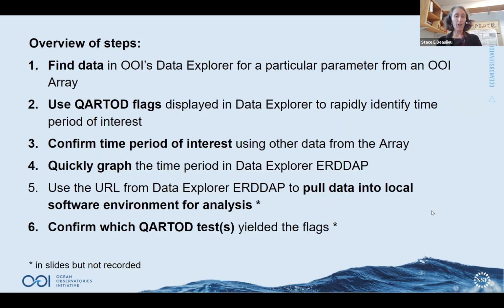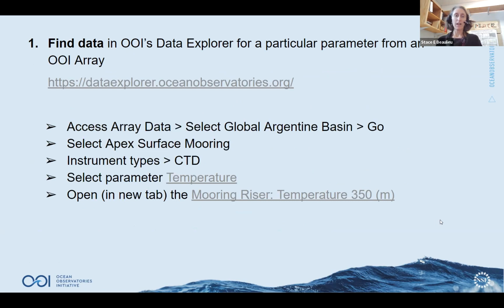So the steps are, I'll find data in the Data Explorer. I will use QARTOD flags as displayed to rapidly identify a time period. I will confirm that time period using other data from the array, and then quickly graph the time period in the ERDAP tools. Additional steps will be in the slides. So let's find data in the Data Explorer.